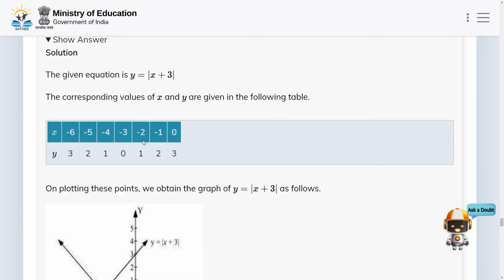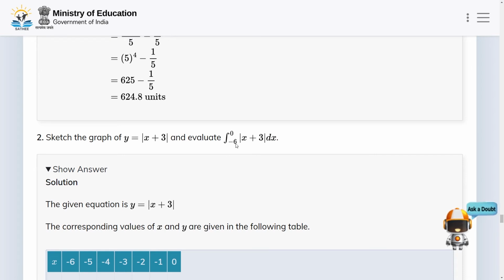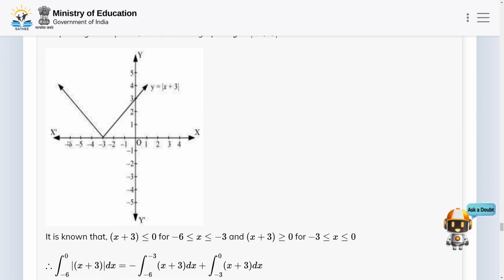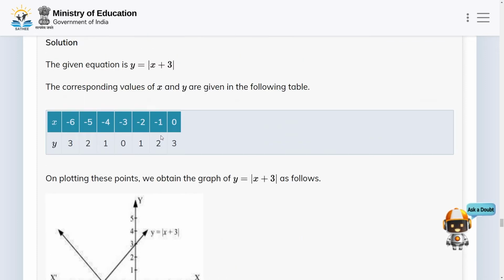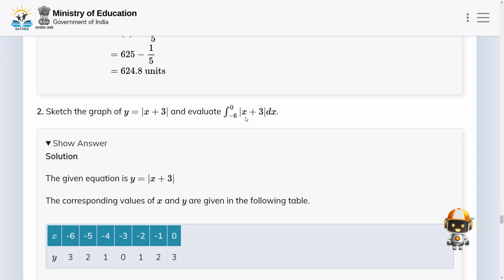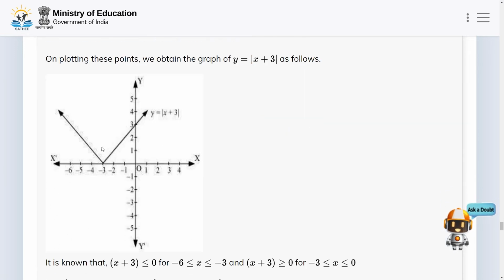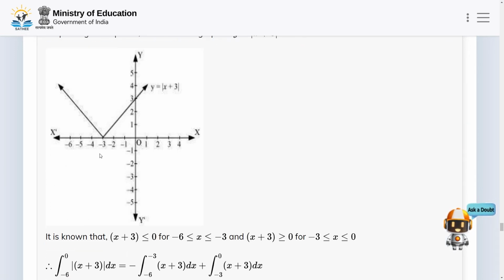Okay, now you have to evaluate, as you can see, from minus 6 to 0. If you try to see minus 6 to 0, this means this region, minus 6 to 0 and the curve given. This means if you try to interpret it in terms of area, what you have to evaluate is the area under the curve, or the area enclosed by the region, the x-axis, x is equals to minus 6 and x is equals to 0. That's it.